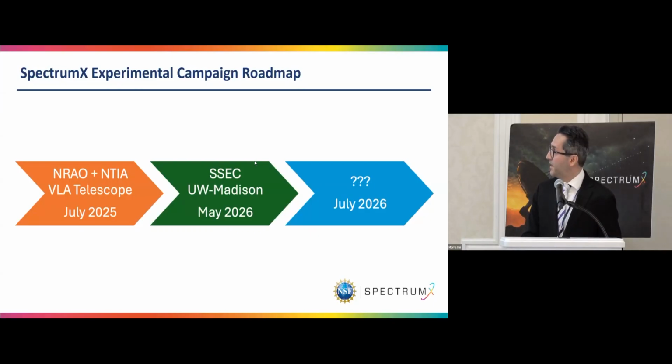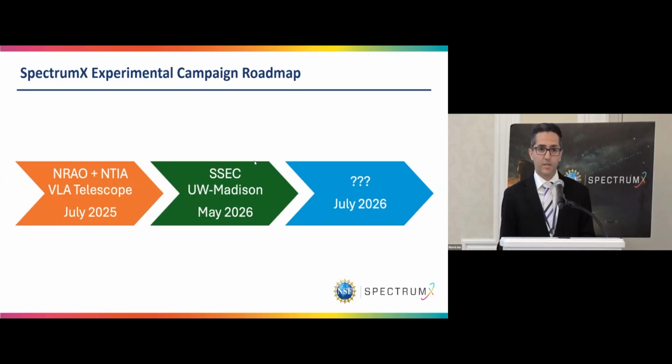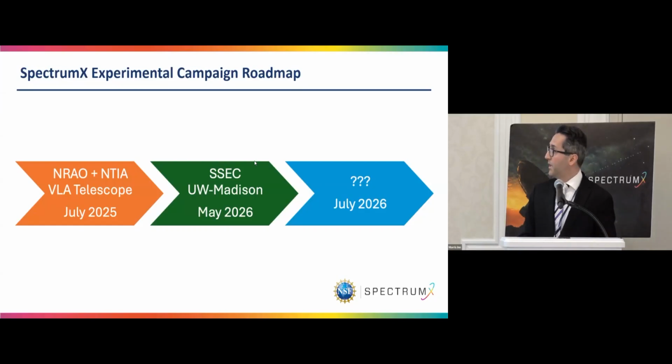Then, moving to two weeks ago, we organized a workshop at UW-Madison where we study the impact of 6G phones on weather satellite downlinks. And we are planning an experiment in July. We don't know the details of that yet.